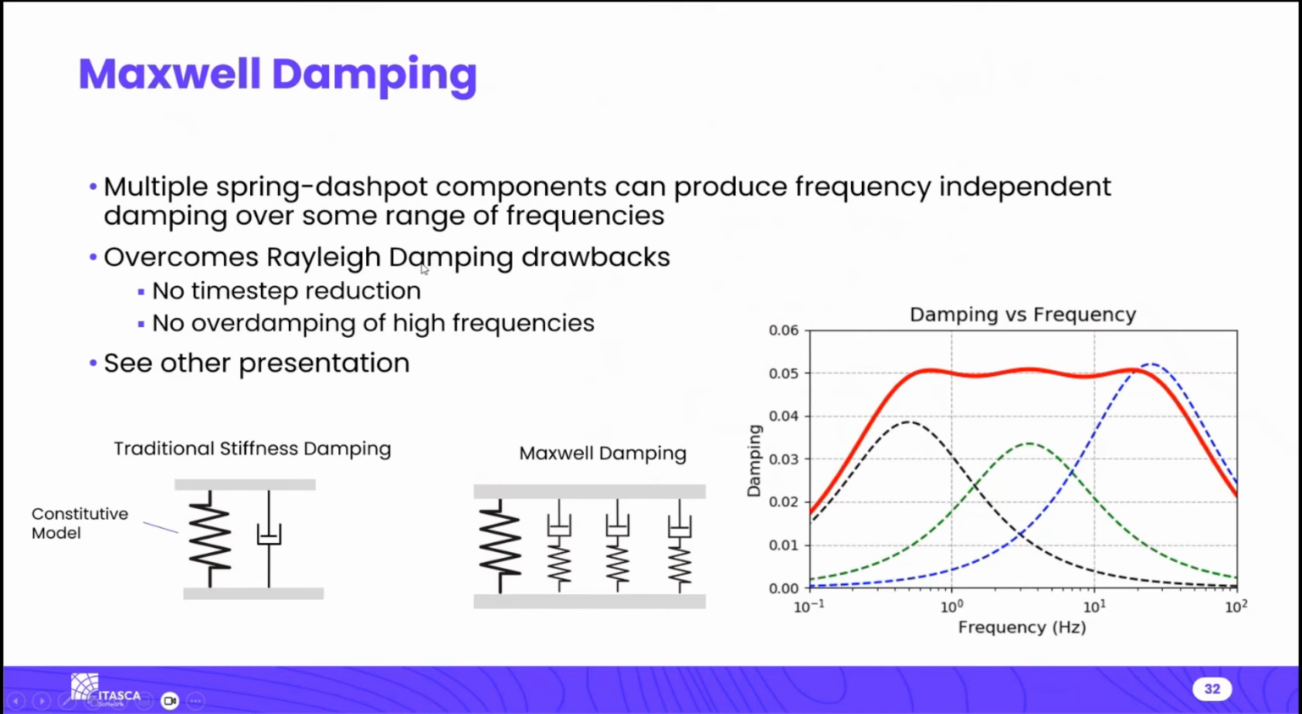So this overcomes the Rayleigh damping drawbacks. It does not reduce your time step, which is the main reason for using the Maxwell damping. And I didn't talk about it, but it also does not overdamp the high frequencies, which you sometimes see with the Rayleigh damping. It's a little bit more challenging to use because you need to worry about these multiple components, and there's a little bit more user knowledge required to use this. I am not going to go into details about Maxwell damping in this presentation. I have included another whole presentation just about Maxwell damping. It's a PDF. You can open it, you can look at it. There are also examples in the manual of using Maxwell damping in 3DEC. If you are interested in this, I encourage you to go and have a look at it.